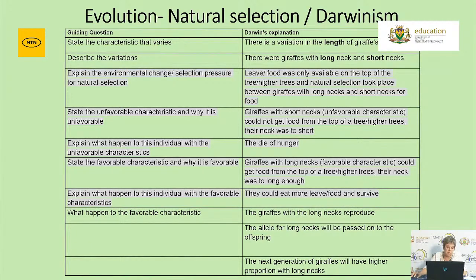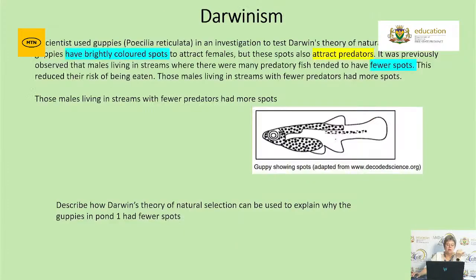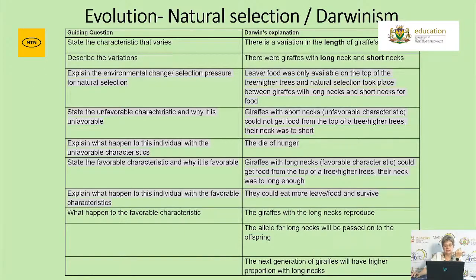And then we state the favorable characteristic. We say the giraffe with the long neck has a favorable characteristic. He could eat more, he could survive. So when he eats more, he survives. And then what happens? We will say that this characteristic of having a long neck survives. These giraffes reproduce, and they reproduce offspring with the desirable characteristic, which is long necks. So just a fine-tuning on how to answer it.